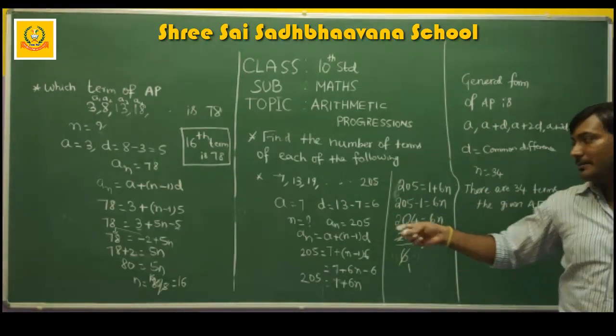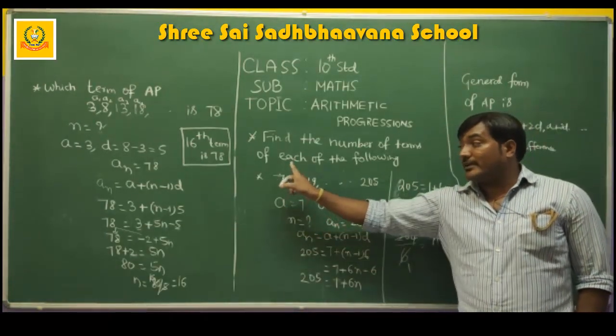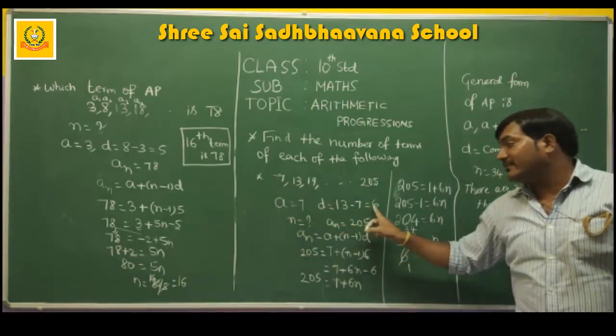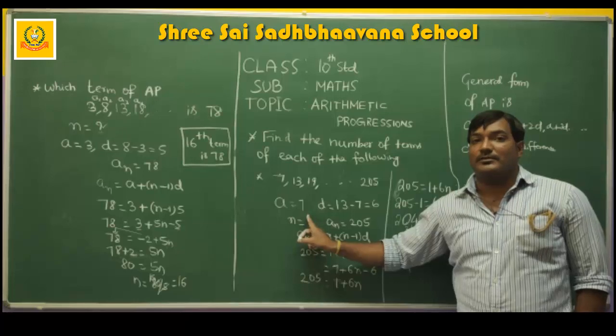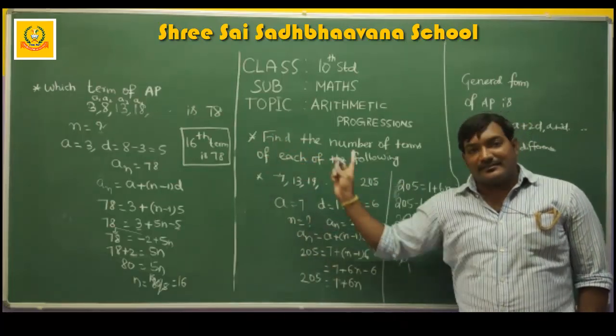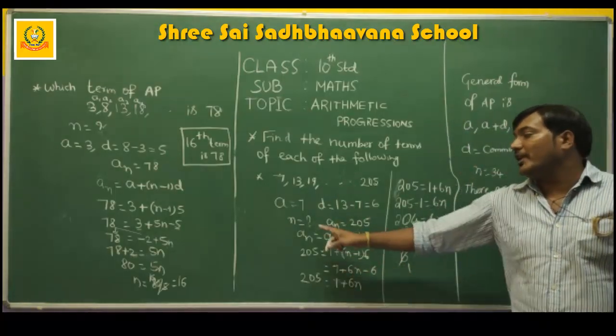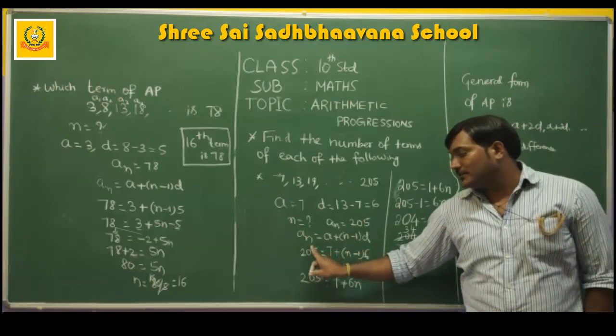Got it? Let's repeat once again. Here we have taken a as 7 and the d value is second term minus first term, 13 minus 7 is 6. And what do we have to find? n means number of terms. In the last case we found which term it is, the 16th term. The same formula we'll use here also. So the n value is a question mark. So we have to find n, an is given, substitute.